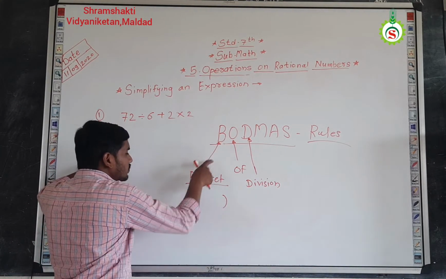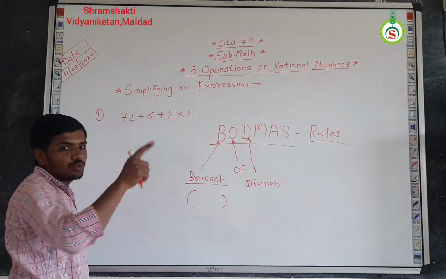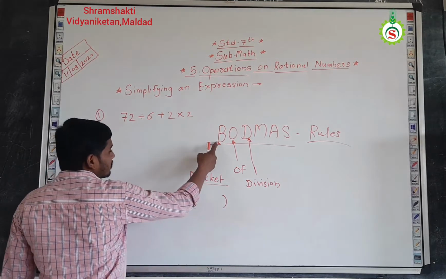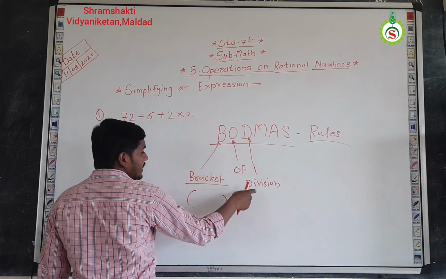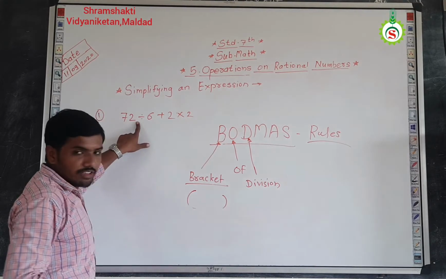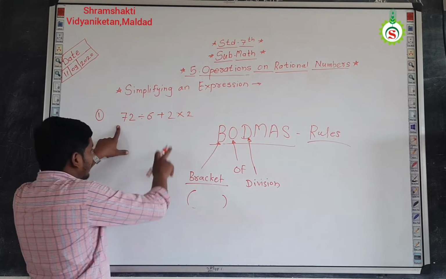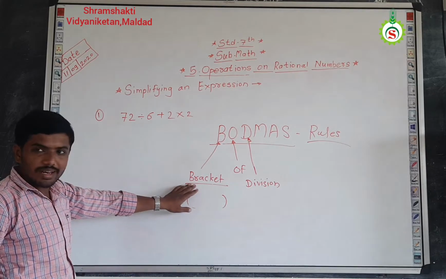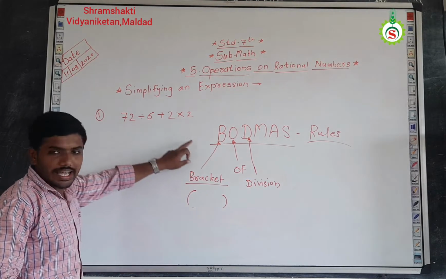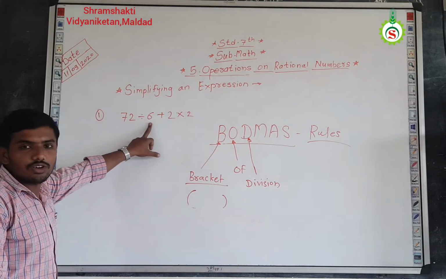So the first one is B, bracket. If there is a bracket in the given expression, you have to solve it first. Then bracket of, D means division. So after the bracket, what do you have to solve? Division. Here there is no bracket, so no matter for the bracket. But after the bracket I have to solve the division, and here there is a division, so first I will solve the division.